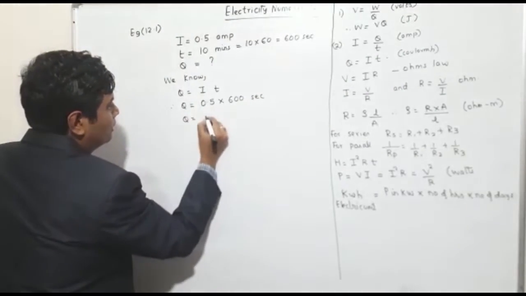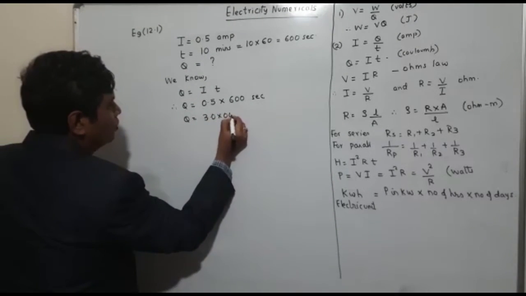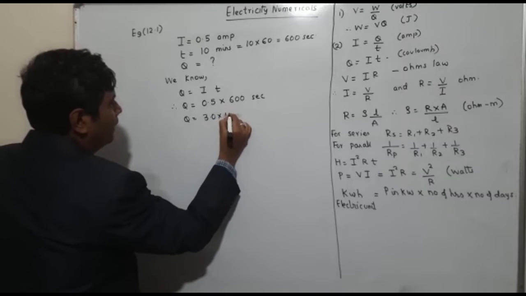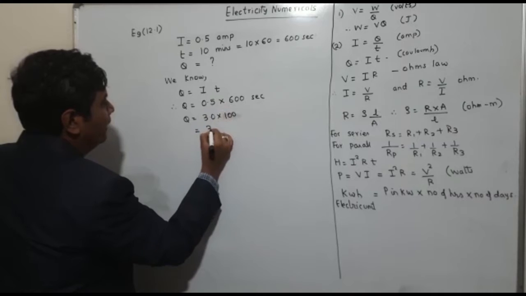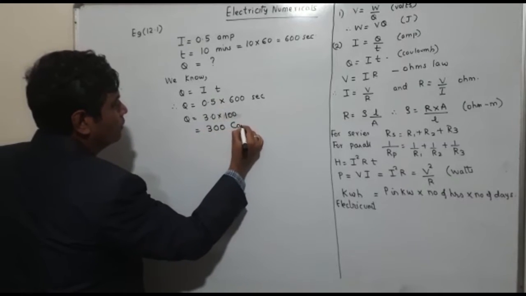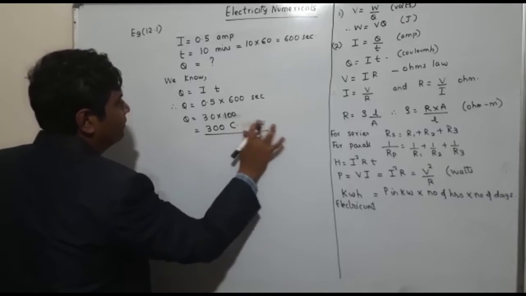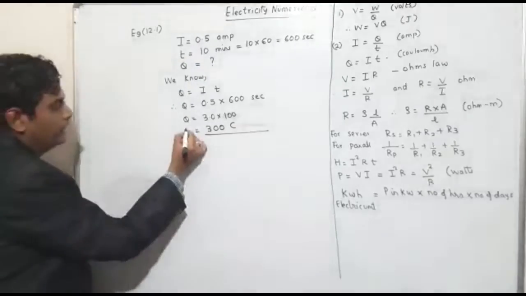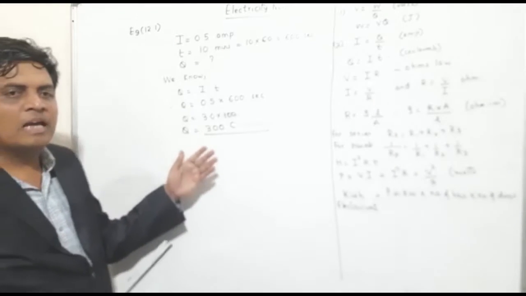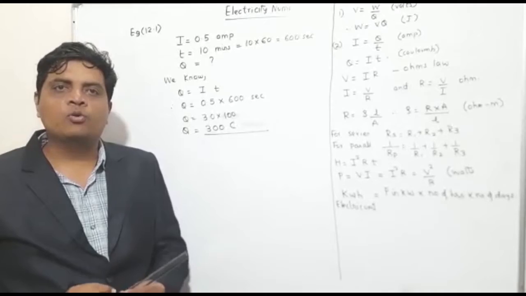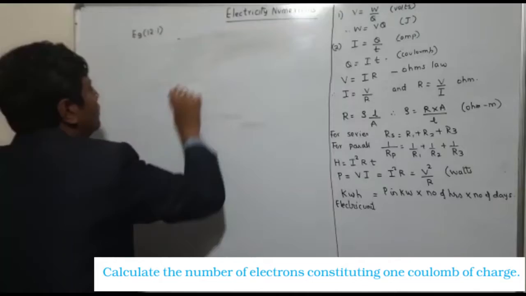So it will be 3.0 into 100. So this will be 300 coulomb, or you will write 300 C. Charge will be 300 coulomb. Please note down this sum. These sums usually come for 1 or 2 marks, and they are only formula oriented, which are very easy sums. Please note down this sum.